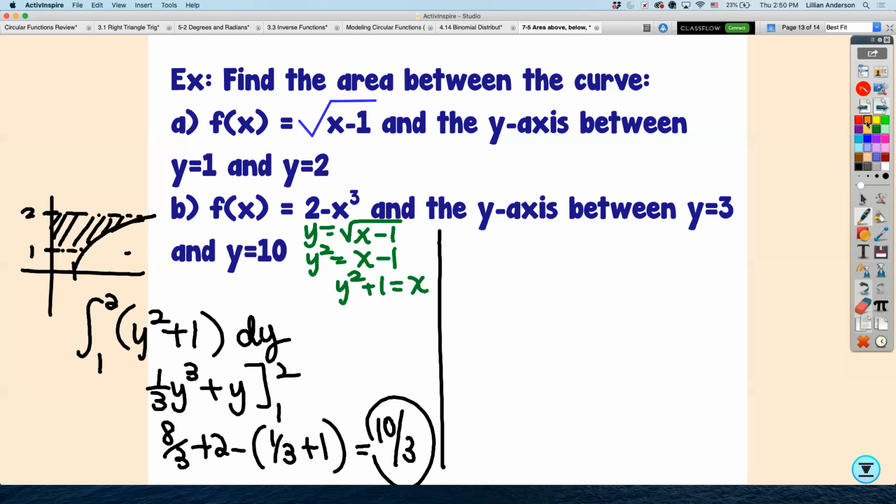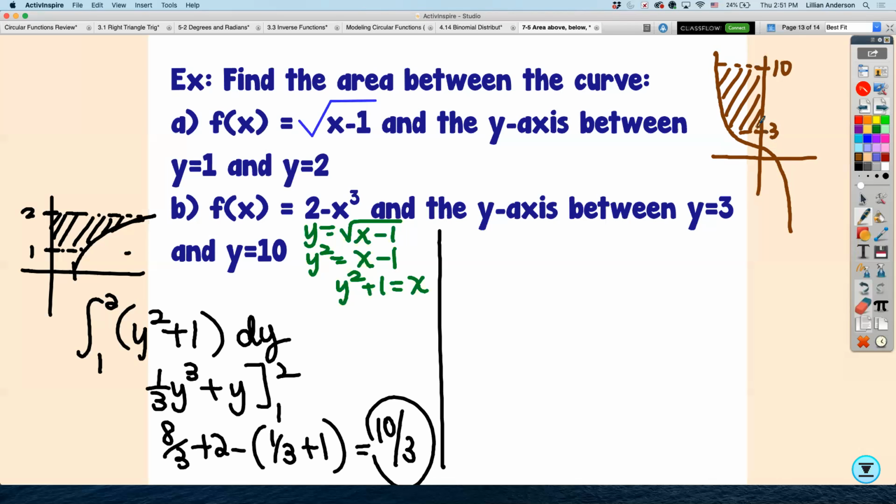Similarly over here with this one, I have 2 minus x to the third. I'm bounding it between the y-axis and y equals 3 and y equals 10. This is the cubic that has a y-intercept at 2. So essentially what you're looking for is this area right here. What do you see? On the picture, huh?